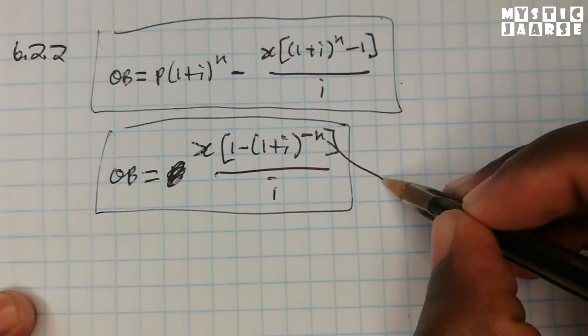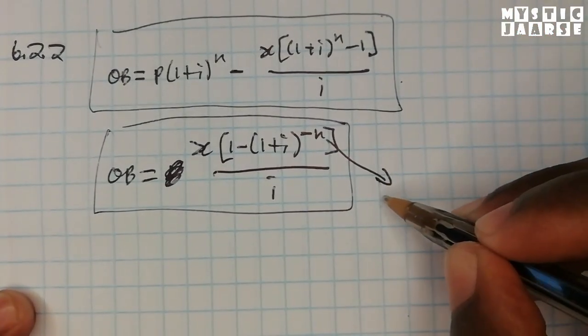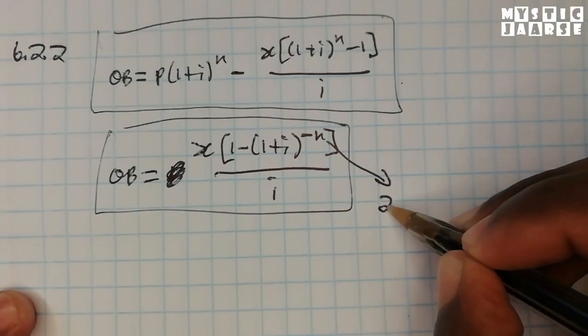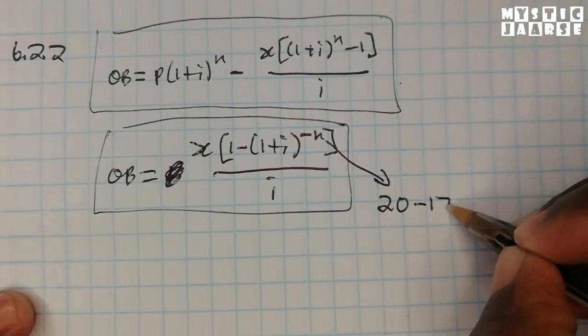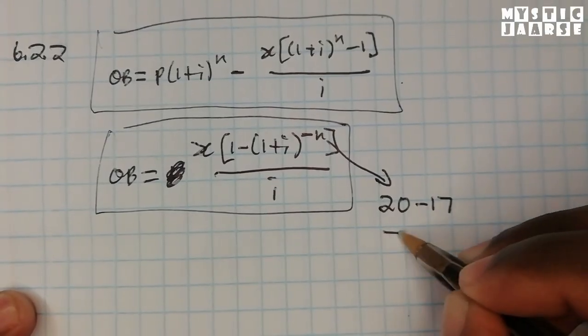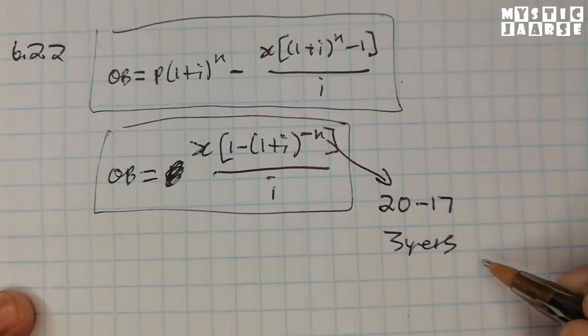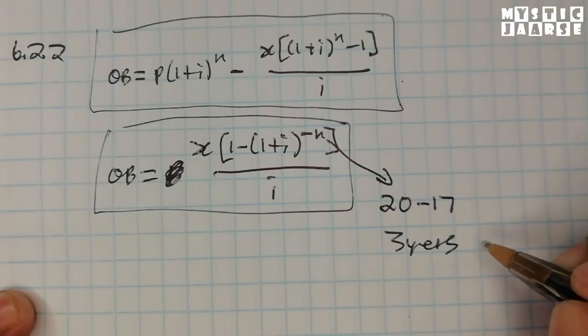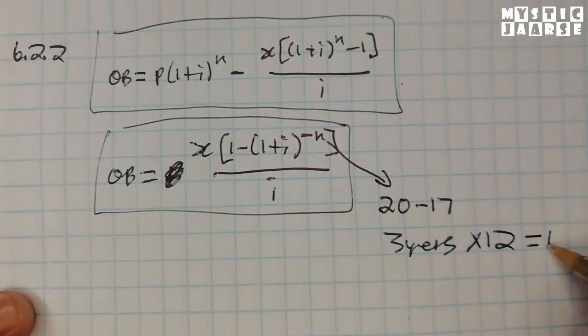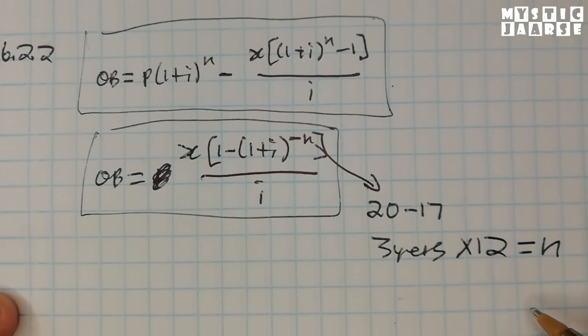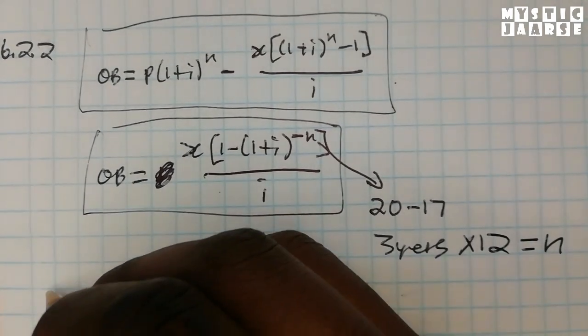So if we want to use this one, then we know that Mr. Williams was supposed to make payments for 20 years, right? But then we want to see how much money he will be left owing after 17 years. So we say 20 minus 17 is 3 years. So he was making monthly payments, right? So we say 3 years times 12 months, and the answer that we get here will be the value of n. So let's use this one.